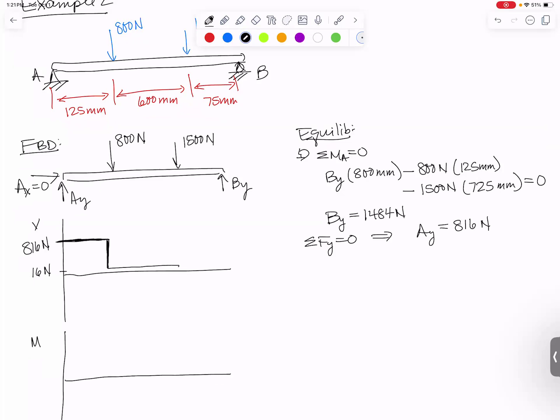Then we have to jump down by 1500 newtons, which is going to cause us to land at approximately minus 1484 newtons. Again, we have no distributed loads, so we have no slope. And then when I get to the end, I have an upward BY. BY was exactly 1484 newtons, so it brings me back up to 0. That's always a great double check that you've done everything right: your final reaction force should take you back up to 0. And there is my shear force diagram.